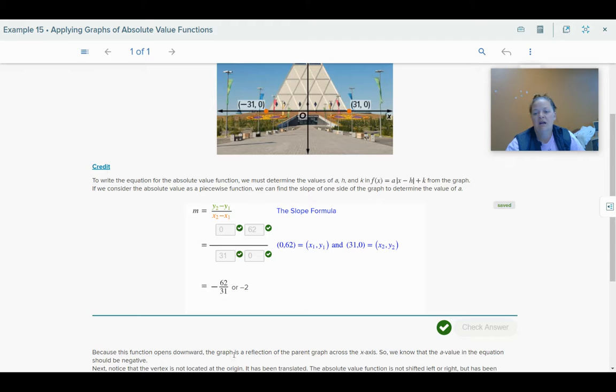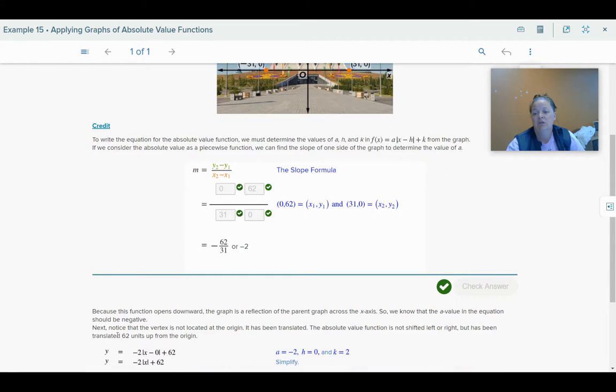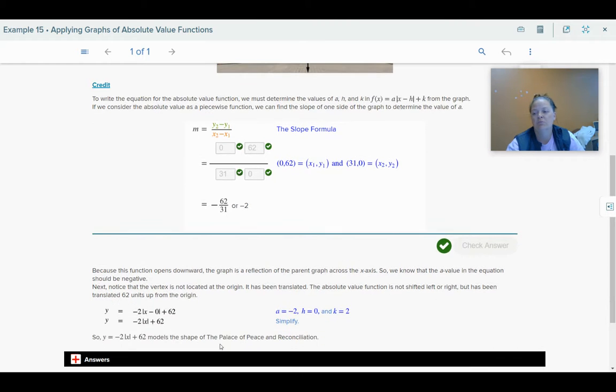Because this function opens down, the graph is a reflection of the parent function across the x-axis. So we know that the a value in the equation should be negative. Next, notice that the vertex is not located at the origin. It has been translated. The absolute value function is not shifted left or right, but has been translated 62 units up from the origin. So we know that our a is negative 2. We have no left or right movement, but we have moved up 62.